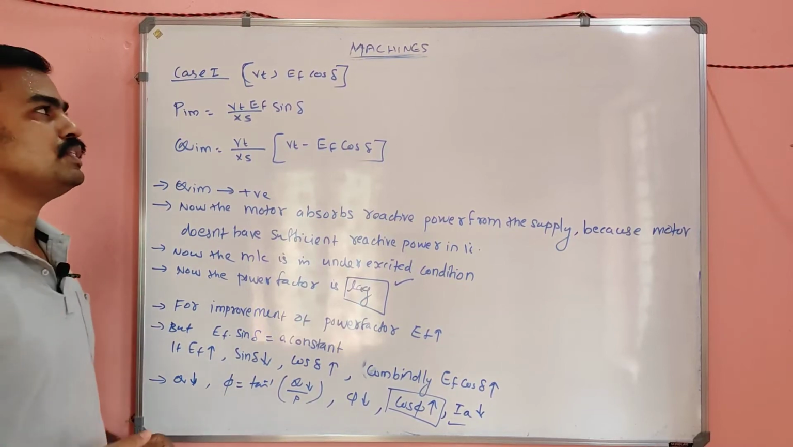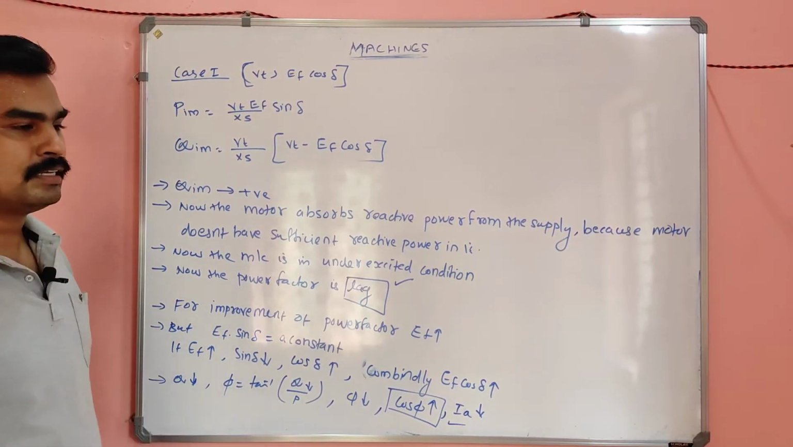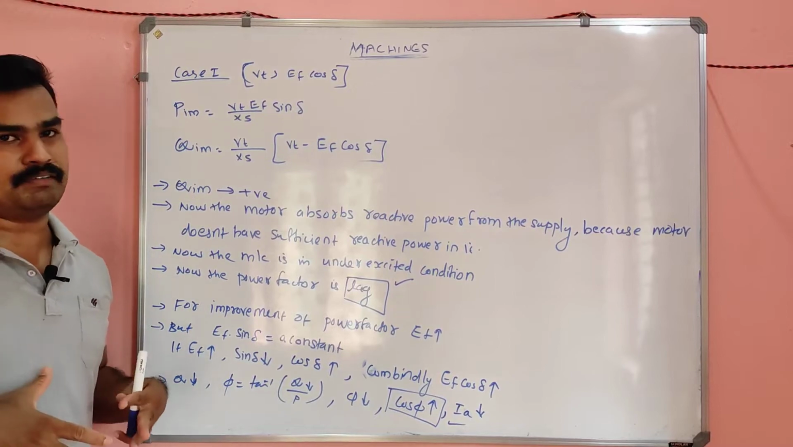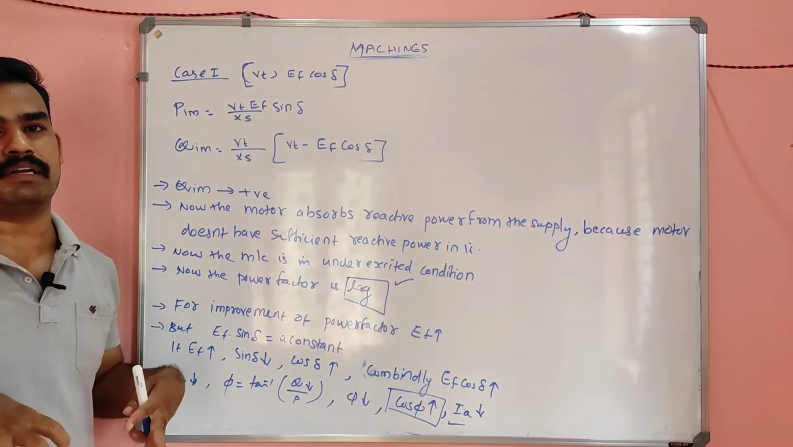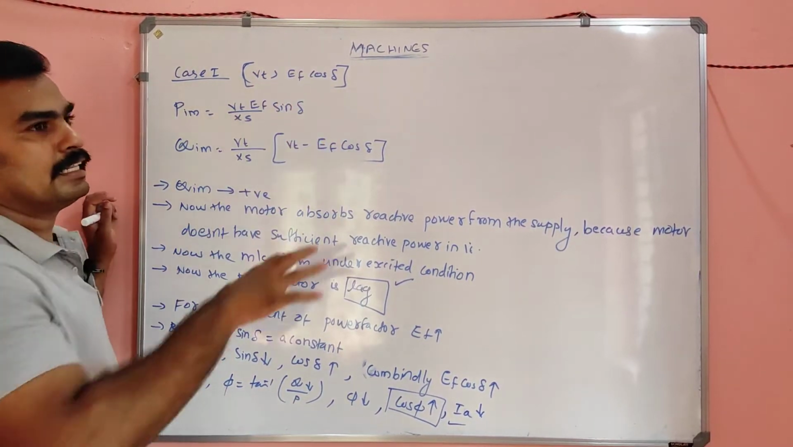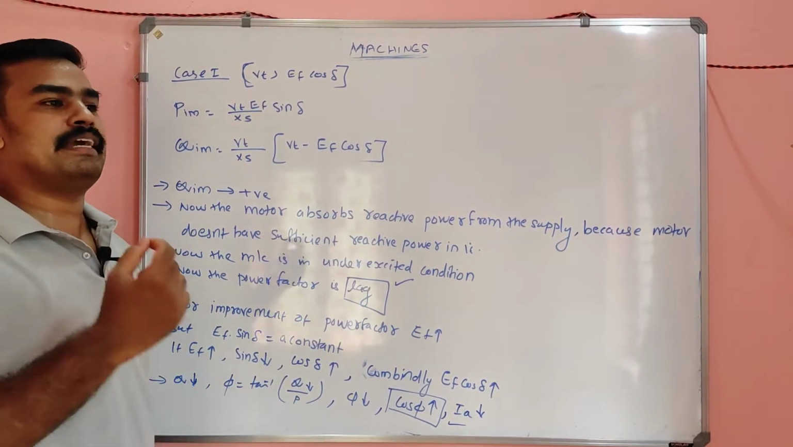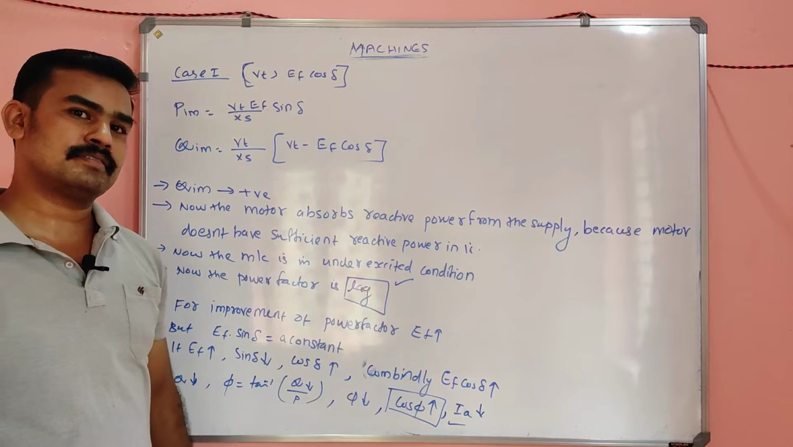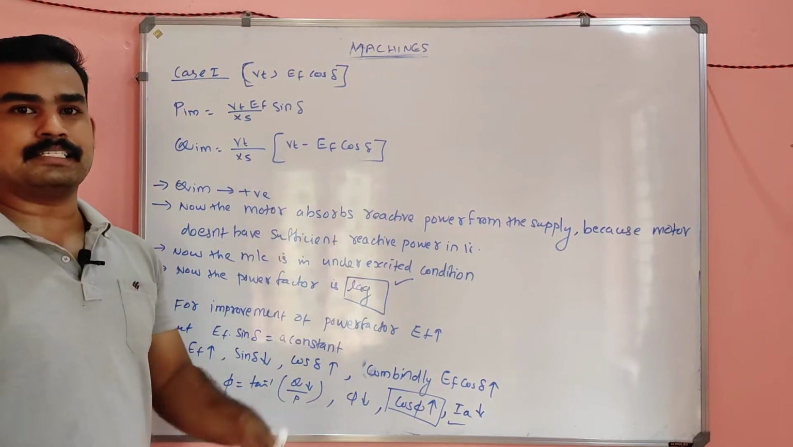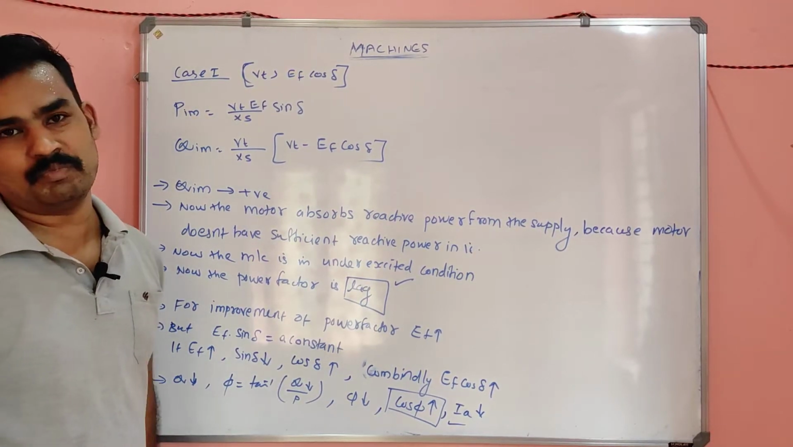So in the examination, the question may be like this: the present condition will be given. Present condition is Vt greater than Ef cos delta. Now this is the operation of the machine. Then if excitation is increased, what happens? If excitation is further decreased, what happens? This type of question you may expect.